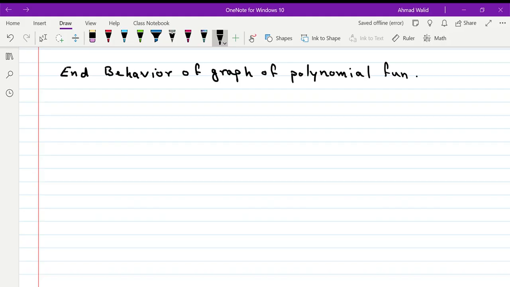Correct? In your book, they just simplified this name to end behavior of polynomial functions. It means the graph of polynomial functions. The graph of a polynomial function has an end behavior. What does it mean, end behavior? I will put a few examples here for you.